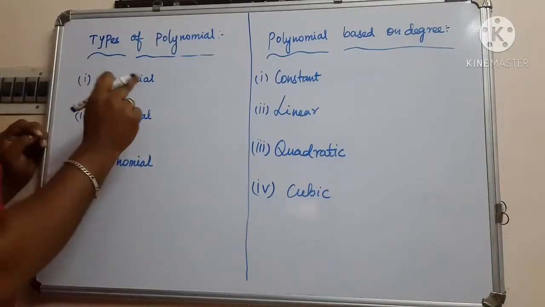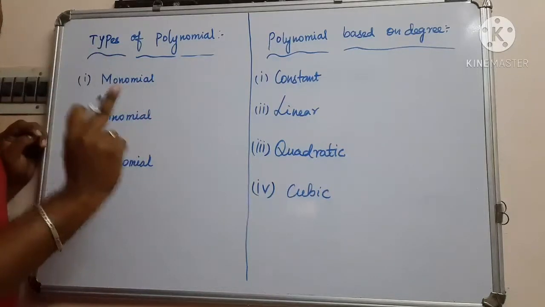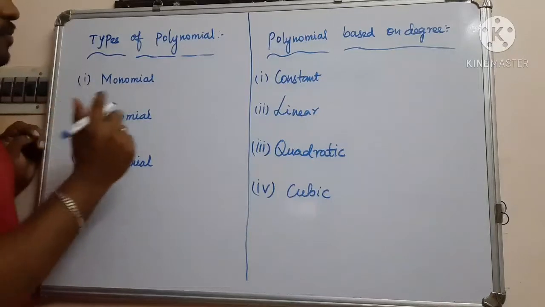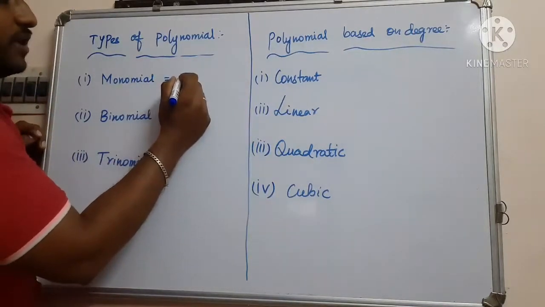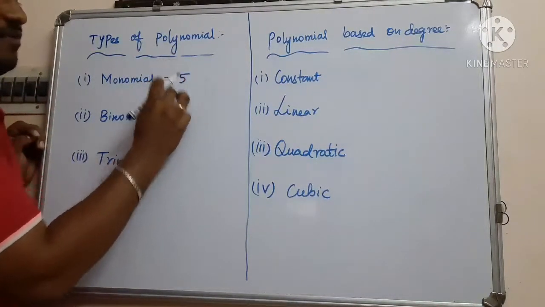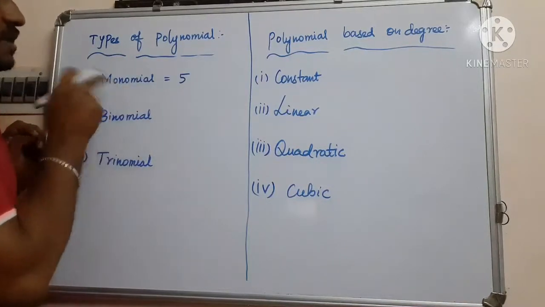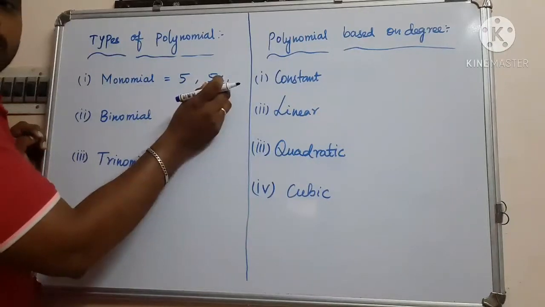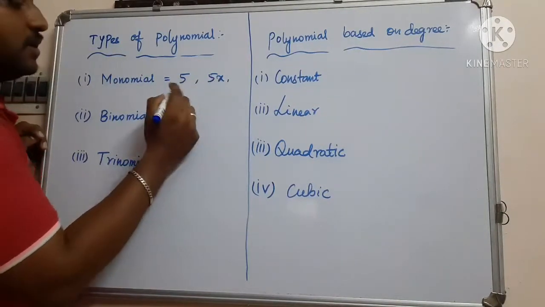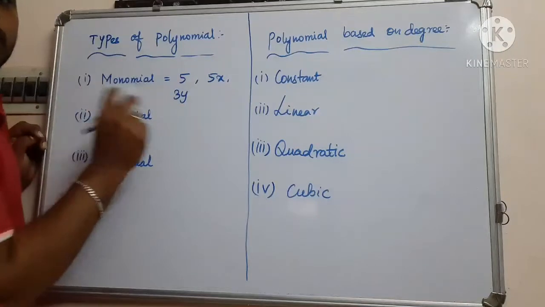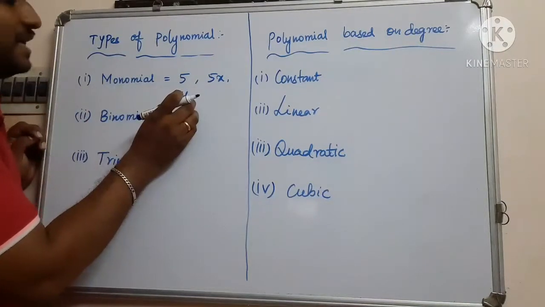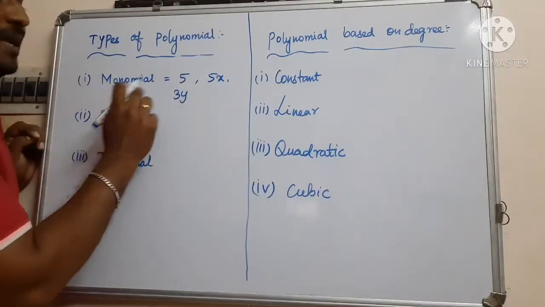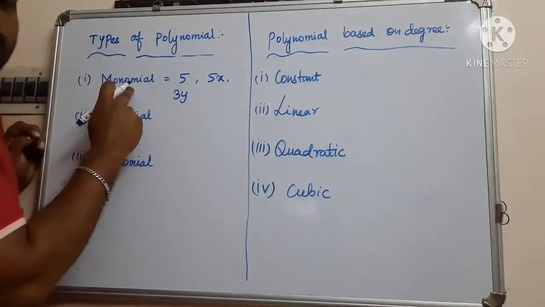Monomial means a polynomial having only one term. Having only one term is called a monomial, for example, constant 5, only 5. 5 is a constant term, that is called a monomial. Or else 5x. This is also a monomial, only one term is there. 3y. This is also a monomial, only one term with variable and coefficient is called a monomial. Constant term is also a monomial.